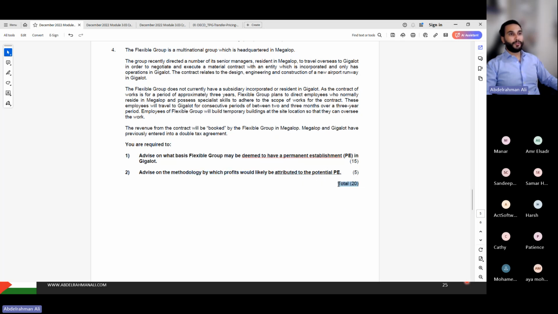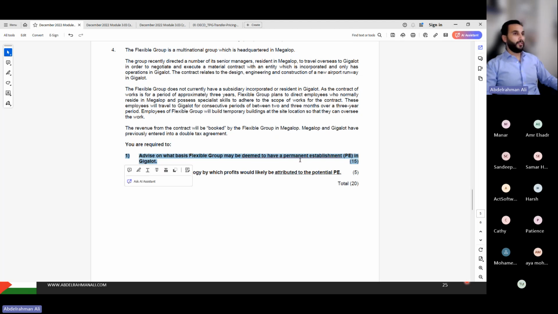Pay attention to the marks. 50 marks, 5 marks. You must not allocate the same time to the 5 marks question as to the 15. Please allocate more time. If you're about to allocate, let's say, 20 minutes, you must allocate 15 minutes here, writing about this and interpreting here, and then the 5 minutes allocated here.